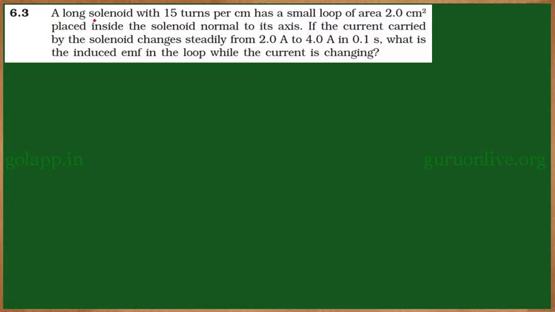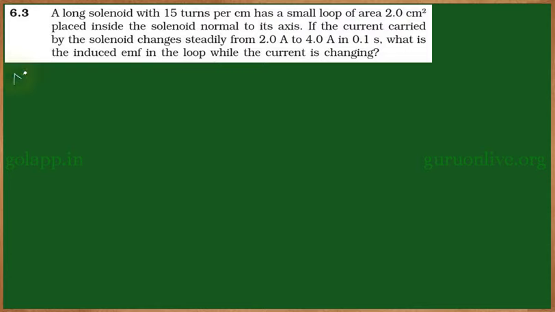See this problem. A long solenoid with 15 turns per centimeter has a small loop of area 2 centimeter square placed inside the solenoid normal to its axis. If the current carried by the solenoid changes steadily from 2 amperes to 4 amperes in 0.1 second, what is the induced EMF in the loop while the current is changing?